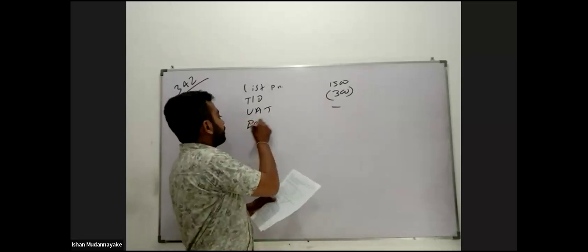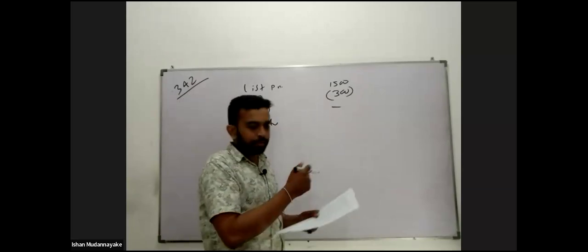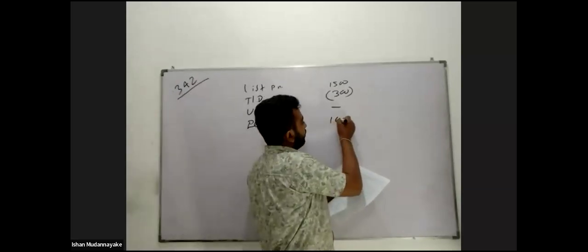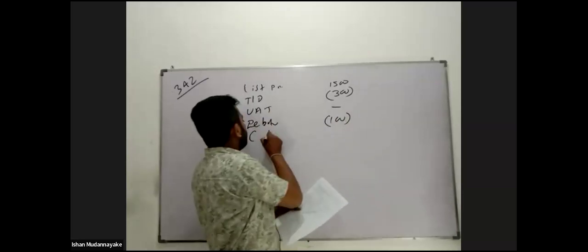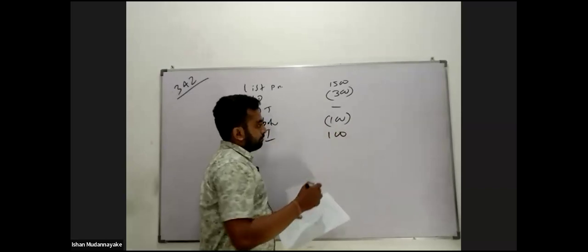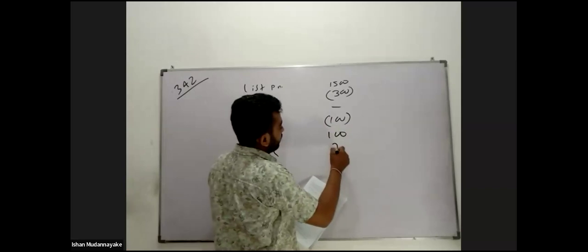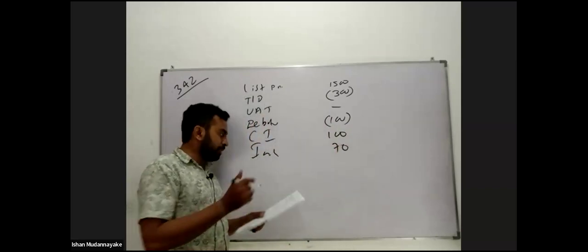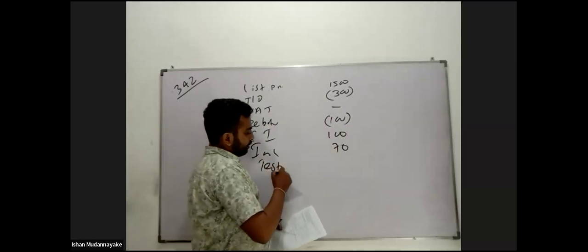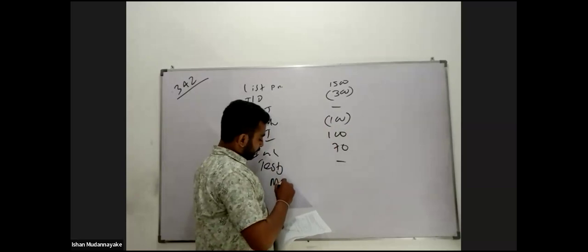Rebate we need to deduct. 100 rebate we need to deduct. Carriage inward 100, we need to add back. Installation charges 70 we need to add. Testing expenses, no need to add. Maintenance expense also, no need to add.